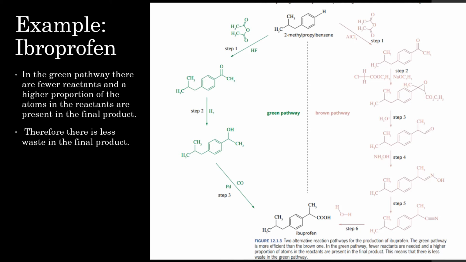Let's have a look at our other catalyst that's involved in the brown pathway. So you can see that in the green pathway there are fewer reactants, and therefore a higher proportion of the atoms in the reactants are present in the final product. Therefore there's going to be less wastage in the final product.